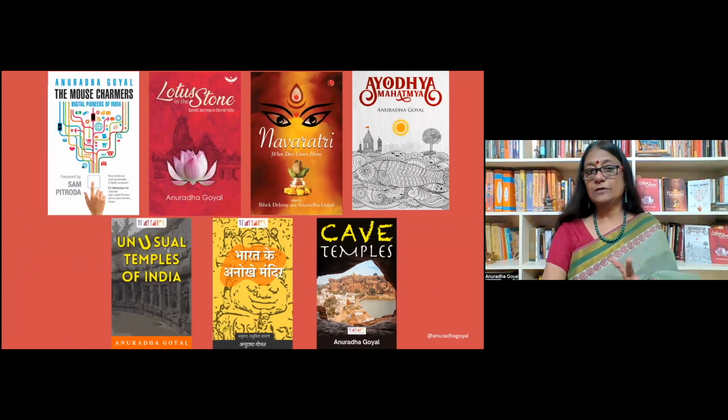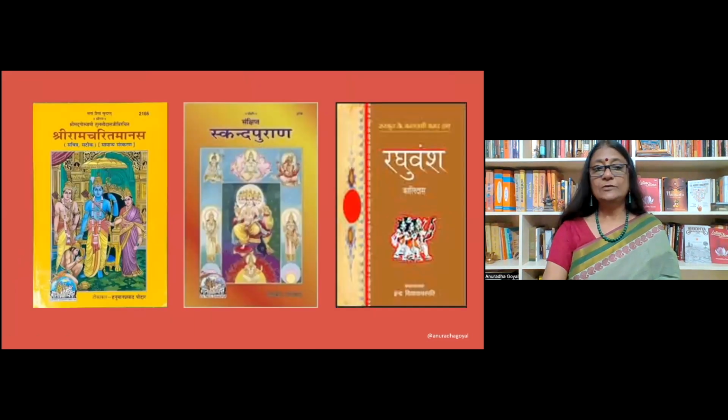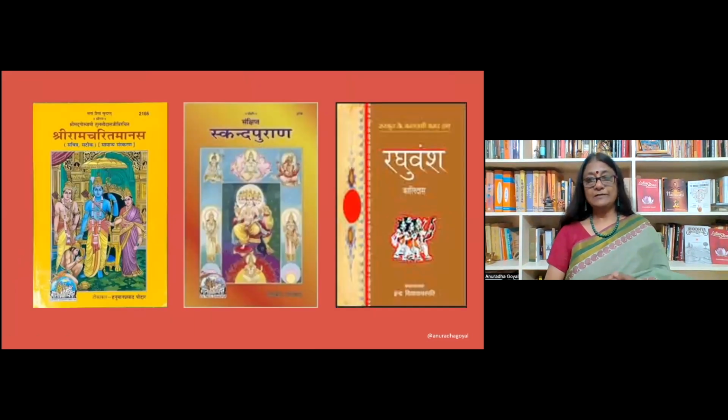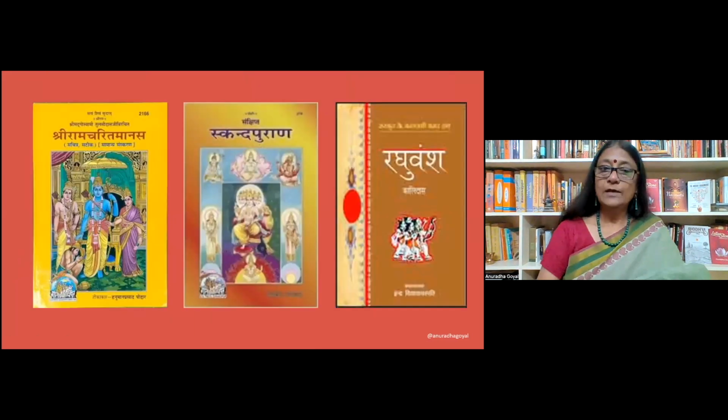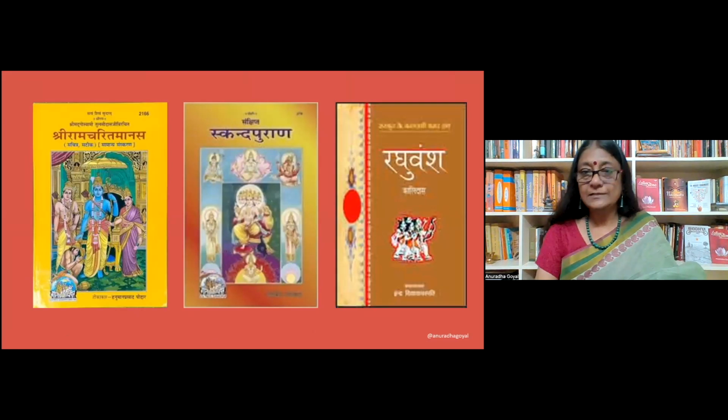Today we are going to talk about Ayodhya Mahatmya, which is a translation I did from Skanda Purana, and we'll quickly look at it. My three primary sources to talk about Ayodhya are Ramacharitamanas, created by Tulsidas ji in the 17th century, Skanda Purana, and Raghuvansham by Kalidas.